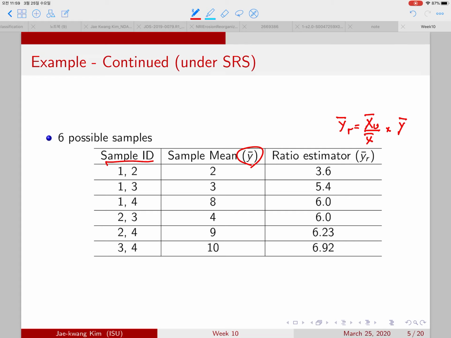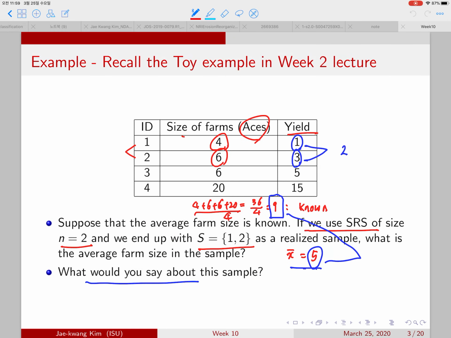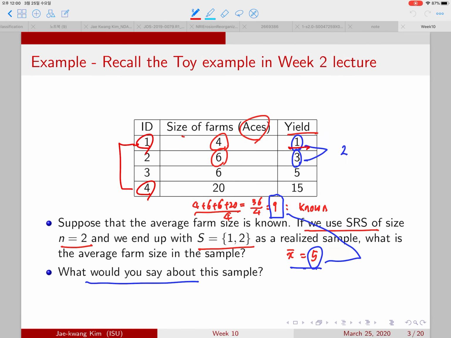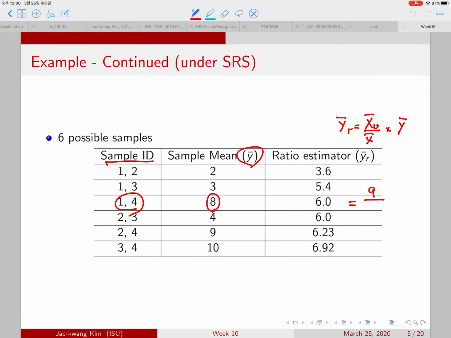For example, if farms 1 and 4 are sampled, then we select these two. So that means x bar is 4 plus 20 divided by 2, which is 12. So how can we get this? x bar u is 9, so 9 over 12, times y bar of 8, and that is 6.